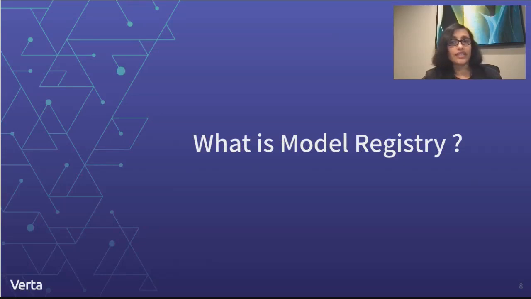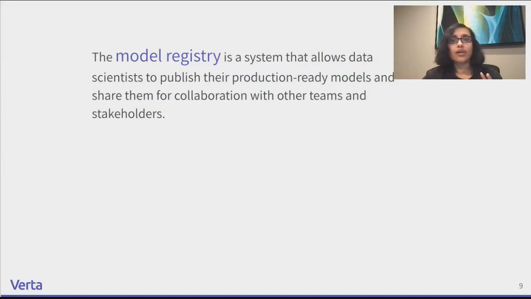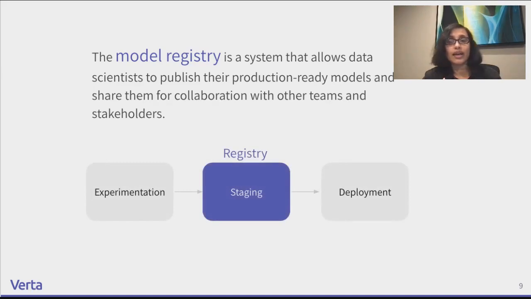All right, so Model Registry is key to MLOps. But what is Model Registry? The Model Registry is a system that allows data scientists to publish their production-ready models. So once you're ready with your experimentation phase and you're ready to share, you use Model Registry to collaborate with other teams and stakeholders. And if you step back and think about how we work as data scientists, we start with experimentation until we decide on a model to deploy. And Registry really fits between the experimentation and the deployment phase, where you're staging your model that's ready for the release.